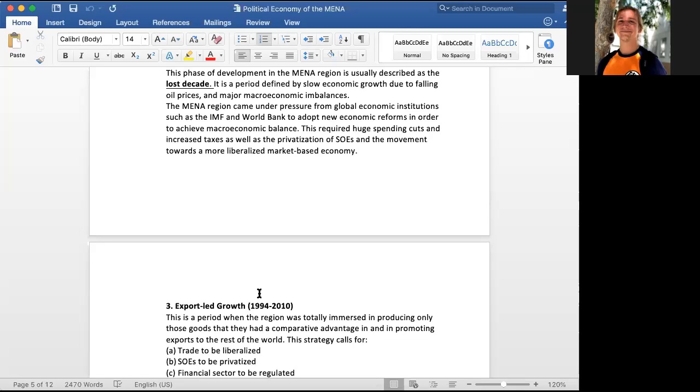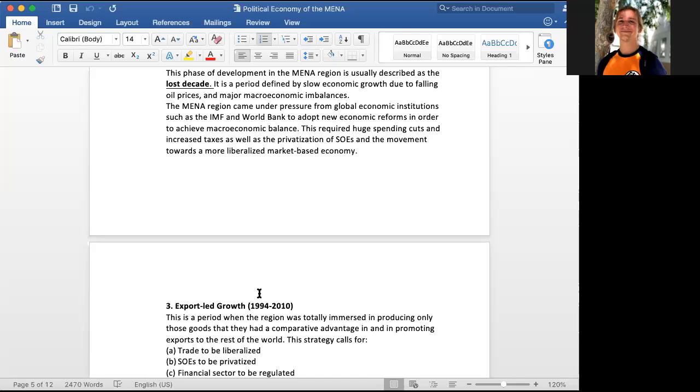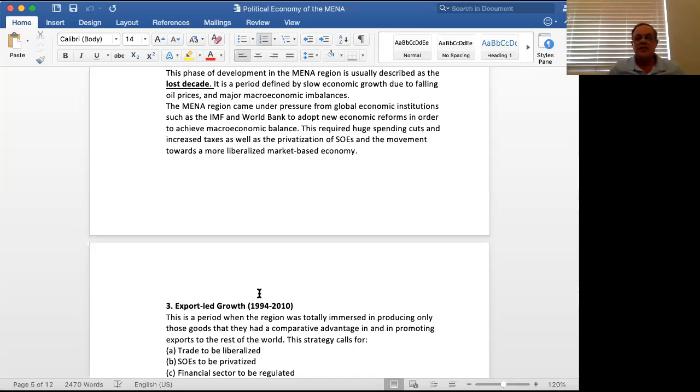What are SOEs again? Yeah, the state-owned enterprises. Gotcha, that's what that stands for. Yeah, okay, state-owned. So these are businesses, organizations that belong to the government. Any other question?